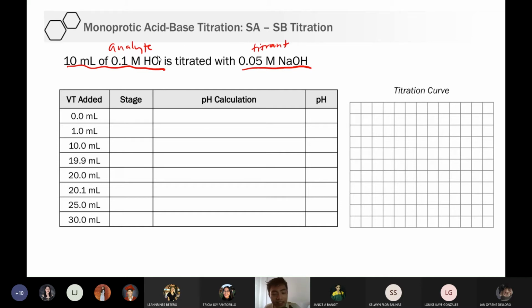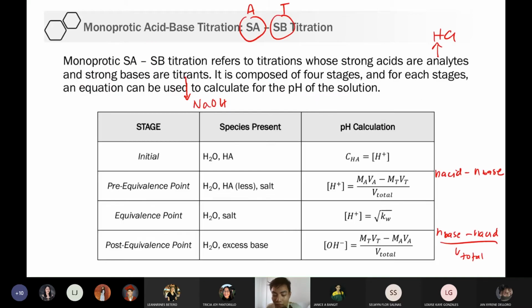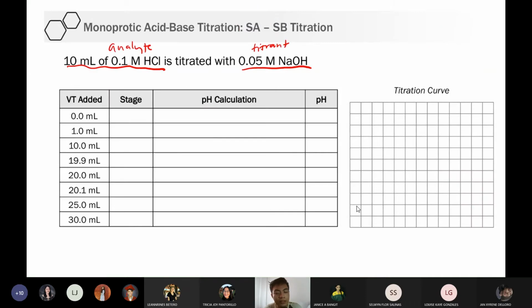So, our analyte, identify mo kung anong klaseng acid, anong klaseng molecule yan. HCl, strong acid yan. NaOH, strong base yan. Alam natin yon. So, this is a SASB titration, strong acid, strong base titration. So, that means we have to employ this formula. Itong mga formula yung gagamitin natin. So, alam na natin yung ating condition. We know the formula to be used.